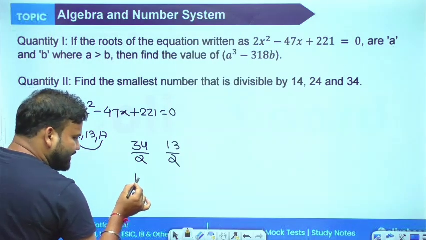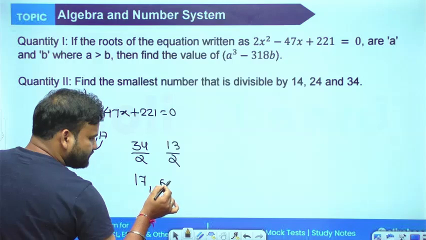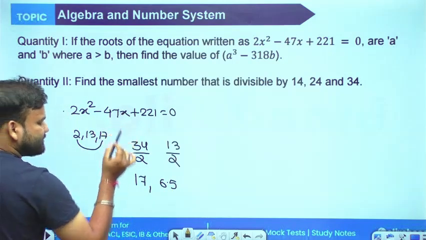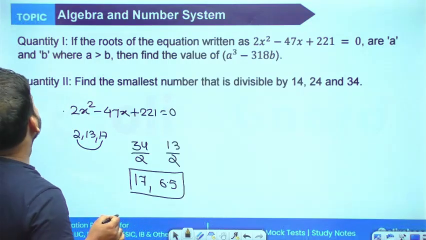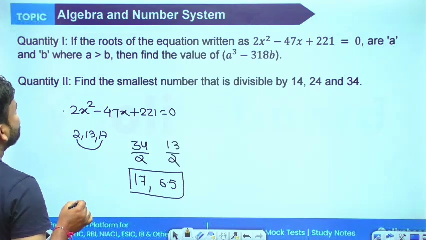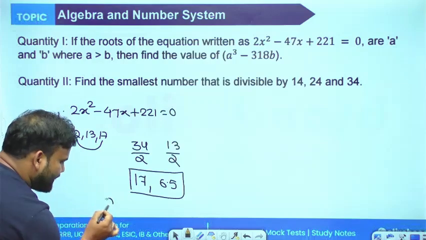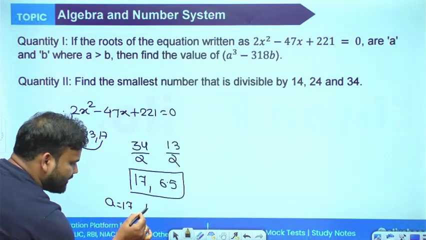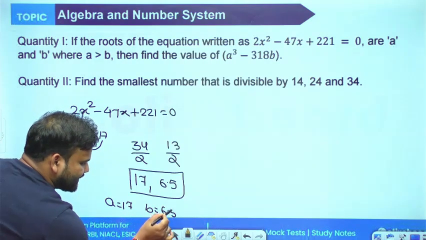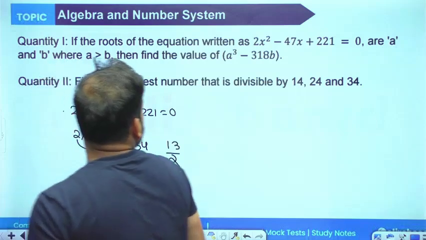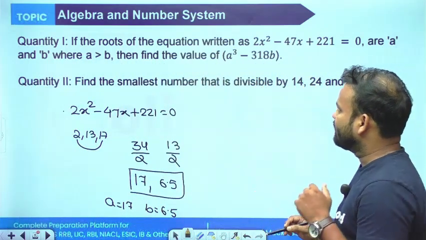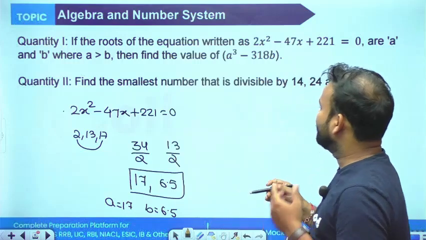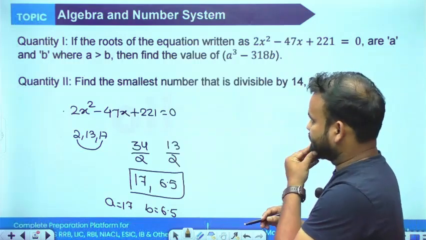So this is 17 and 6.5. Both are positive, so these are the real roots, a and b, where a is greater than b. So here a is 17 and b is 6.5, as a is greater than b. Fine. Then find the value of a cube minus 318b. Oh my god. Okay, b is 6.5.